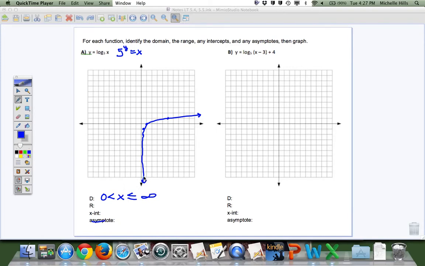The range. This goes down forever, and even though it kind of looks like it levels out, it never becomes purely horizontal, so it always has some vertical movement. So my range on all of my logarithmic functions is going to be negative infinity is less than or equal to y is less than or equal to positive infinity.